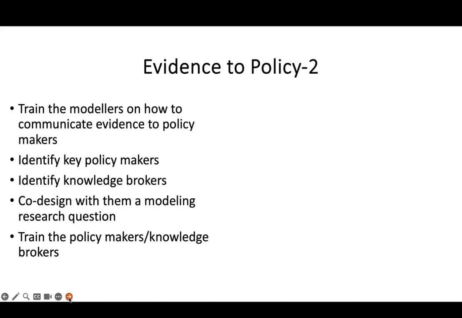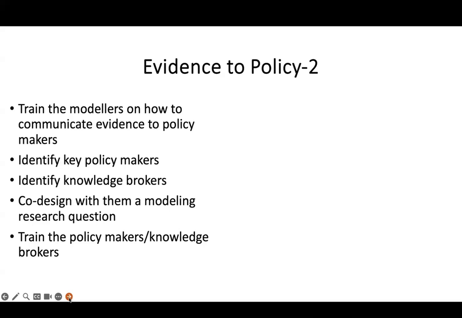Bullet number three, you need to identify knowledge brokers. Now, who are the knowledge brokers? Let me explain this. Who are the knowledge brokers as far as modeling evidence is concerned? Now, the PS is a very important person. PS means permanent secretary for members who are not from Uganda. A PS is a very important person, and they make decisions, they make policies, they make recommendations to the parliament. So you need to have her attention, or you need to have his attention into the evidence you're generating.